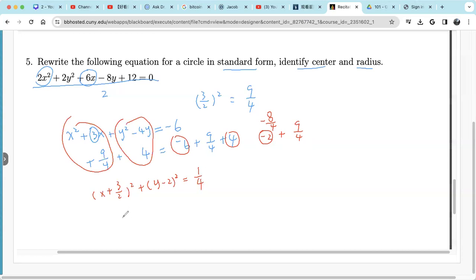So then the center is negative 3 over 2, 2. And the radius is a half, right? Because square root of 1/4 is a half. Okay, that's the recitation 11.